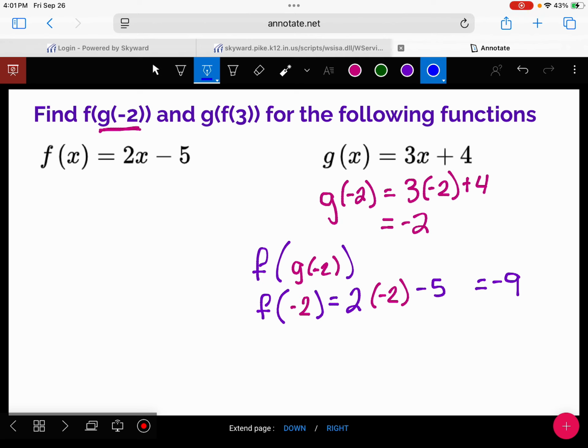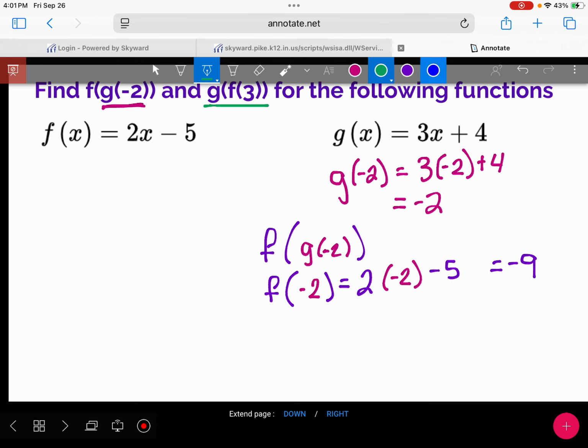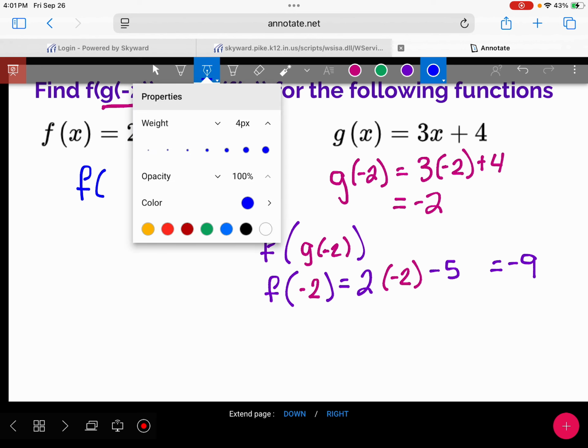So on this next one here, we're going to do the same thing. We're going to start with our g of f of 3, which means my very first piece is our f of 3. So I'm going to do this on the left-hand side over here. So we're going to start by doing our f of 3.